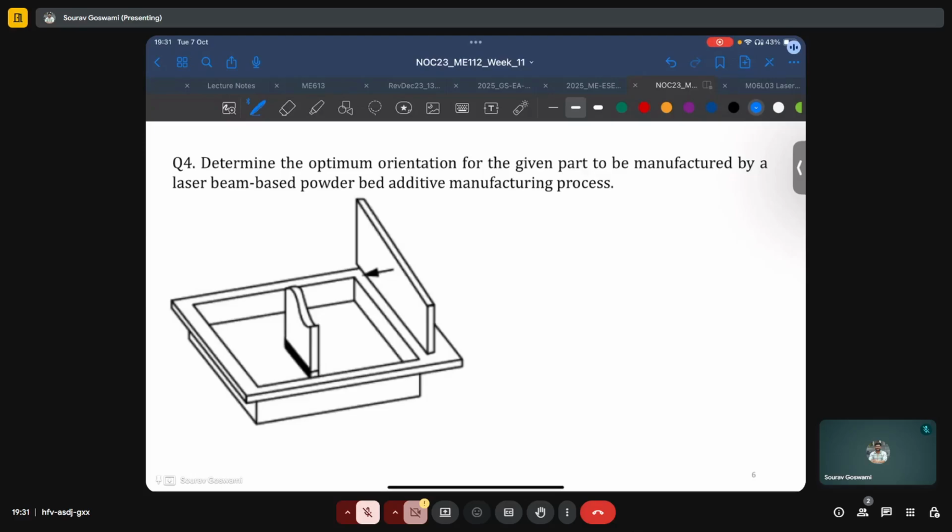So for each question, I'll wait for a minute to allow the audience to attempt it or understand the configuration, and then we'll discuss the solution. So please take a minute to understand and observe the current orientation of this part and how it can be improved, or what the guidelines are which should be considered while optimizing this orientation. And if you are watching this video at a later time, you can pause here and then proceed to the solutions. I'll just wait for a minute.